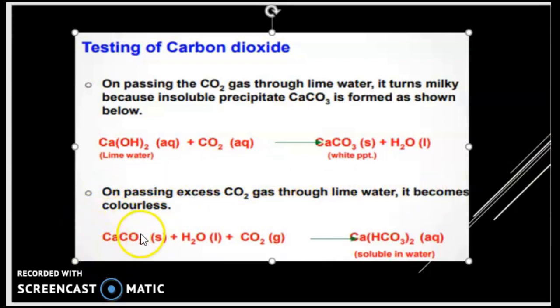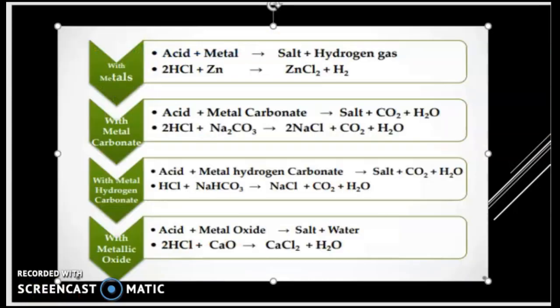That is calcium carbonate plus H2O plus carbon dioxide, excess carbon dioxide, you will get calcium bicarbonate, Ca(HCO3)2, that is calcium bicarbonate, which is soluble in water. Okay, so that is our experiment. In short, these are the chemical reactions or the chemical properties of acid.